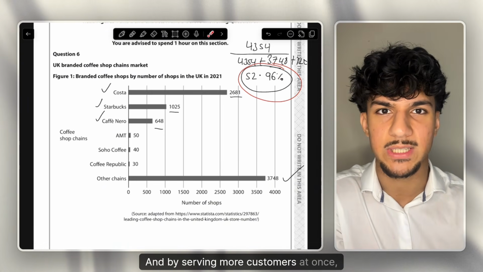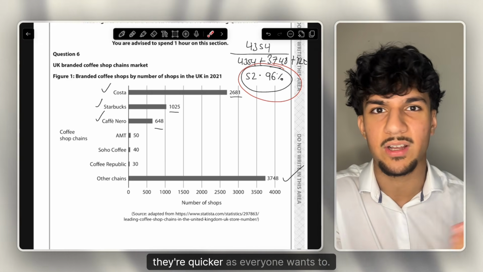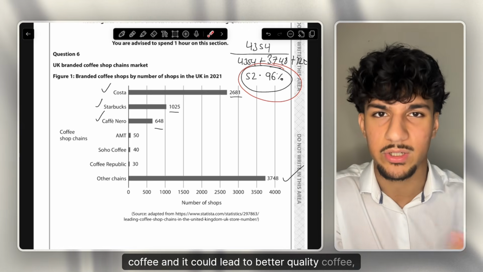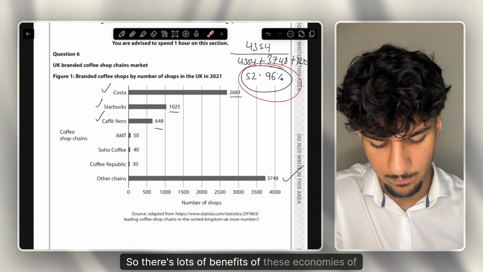And by serving more customers at once, that also does help the customer experience. Why? They're in and out quicker, as everyone doesn't want to spend 10 minutes queuing for coffee, and it could lead to better quality coffee, better tasting coffee for customers. So there's lots of benefits of these economies of scale.